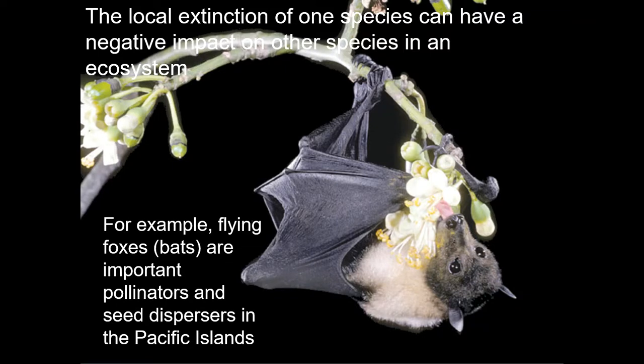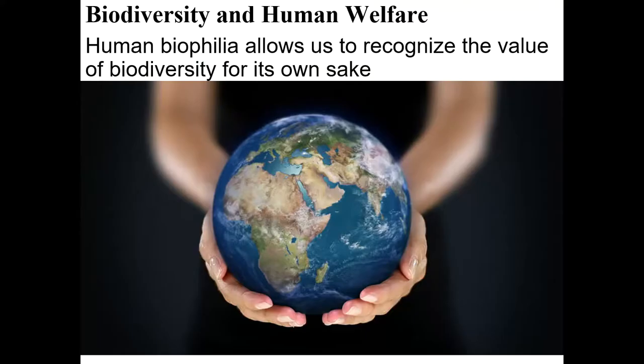Another idea here is that local extinction of one species can have a big effect on other species. So for example, this flying fox, it's a type of bat and it's a pollinator. And if it dies off, if it goes extinct, then the plants that rely on it will also go extinct because they won't be able to reproduce.